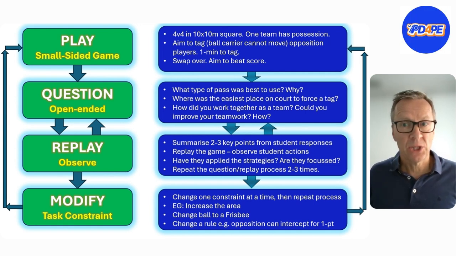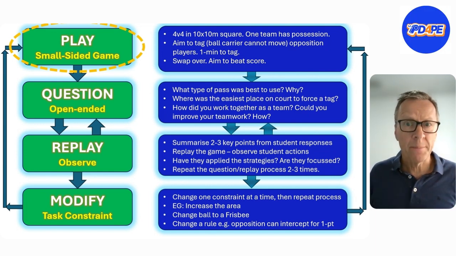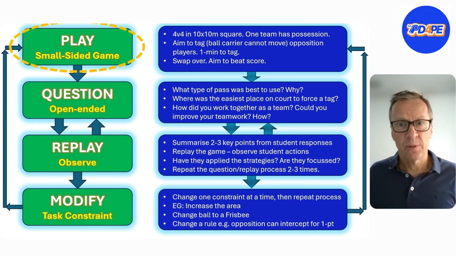So one team has possession of the ball, the other team doesn't have possession of the ball. The team with the ball is aiming to tag as many players on the opposition in 1 minute as they can, but the ball carrier can't run with the ball. We start off with really short, concise rules, only 4 to 5, no more, and we get the students into it straight away. 1 minute to tag, and then we swap over. So imagine the students are having 2 minutes of really intense activity, and it's intense because there's only 4 on a team. Student outcomes should be really explicit.